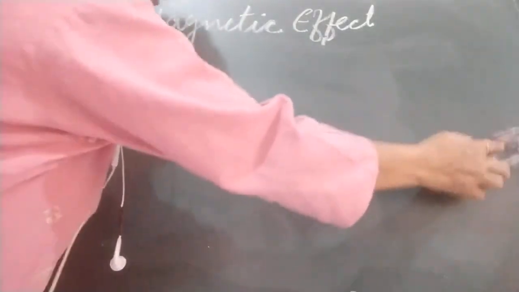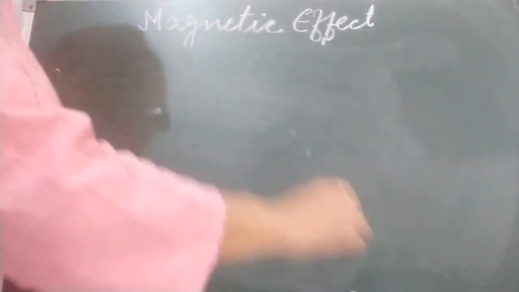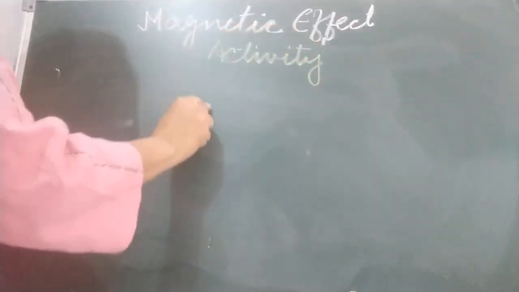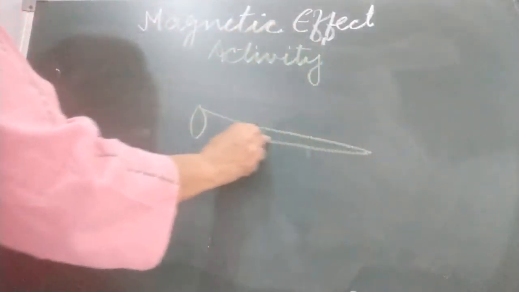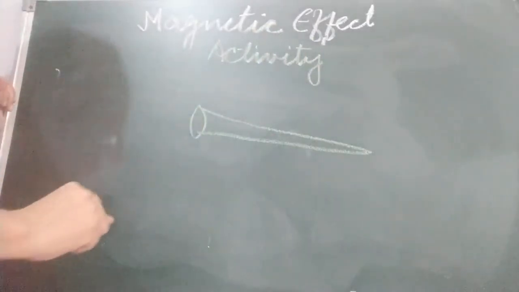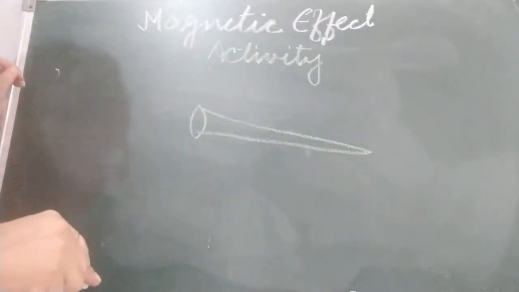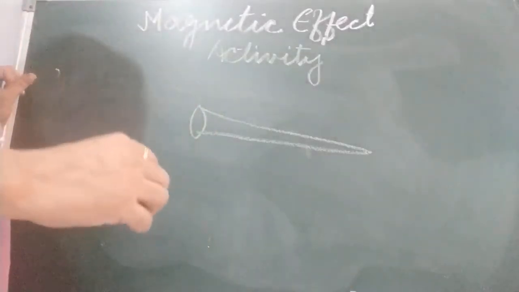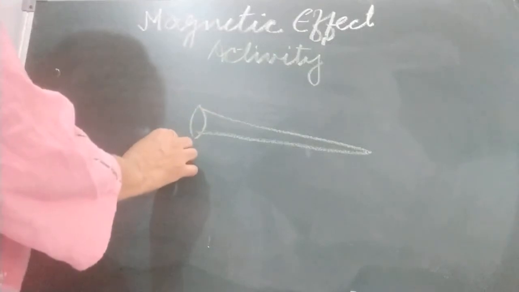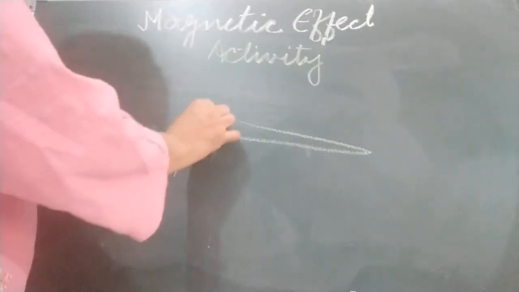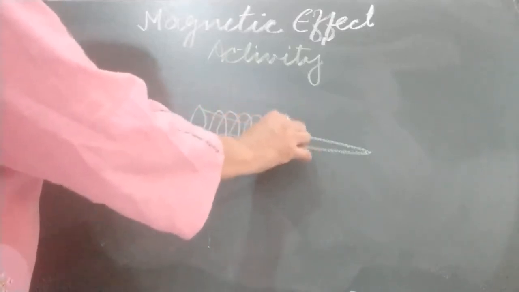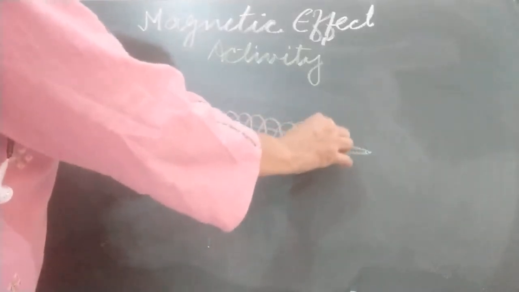Well, how are you going to do this activity? In this activity, you will take one iron nail. Okay? Iron nail. And you take insulated wire. Insulated wire means covered wire. And one end you make free. And this you wrap many rounds around this nail. Children, you do. This is not a dangerous activity.